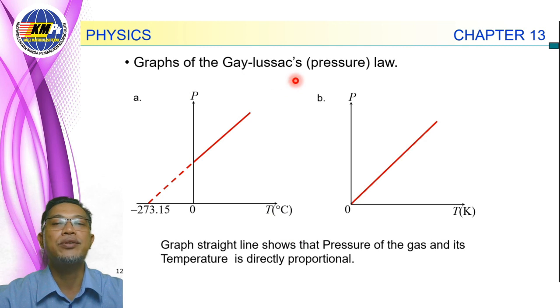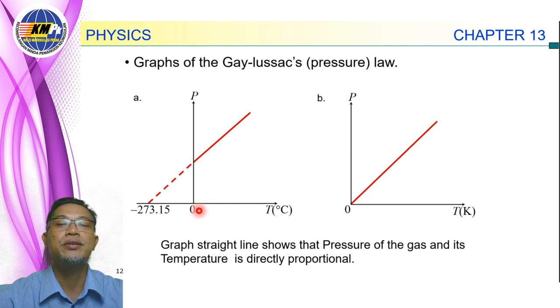Graph of Gay-Lussac's law. Because P and T are directly proportional, the graph shows a straight line. If the temperature is in Celsius, it does not pass through the origin. Instead, it cuts the y-axis and touches the x-axis at the point negative 273.15. This point is absolute zero, the lowest temperature possible. Note that on the Kelvin scale, the graph passes through the origin.